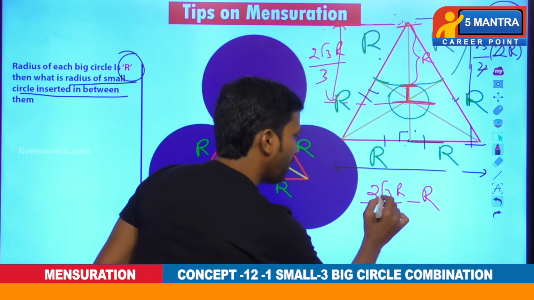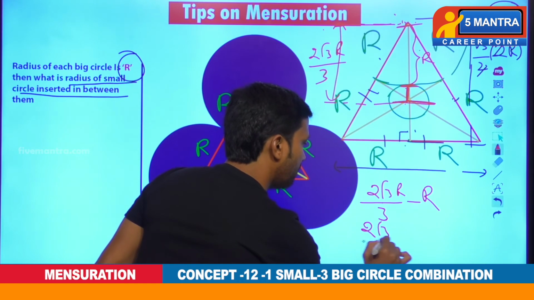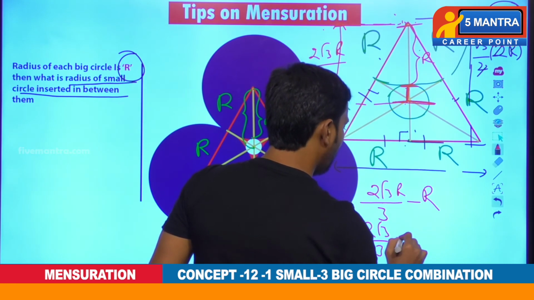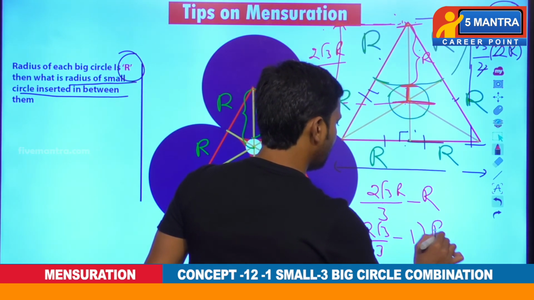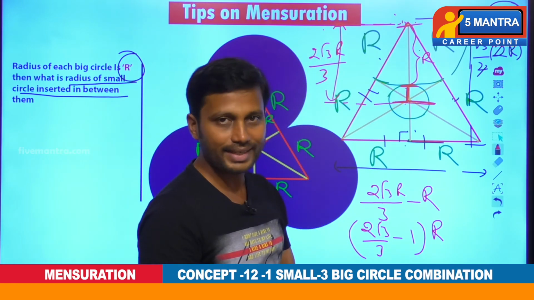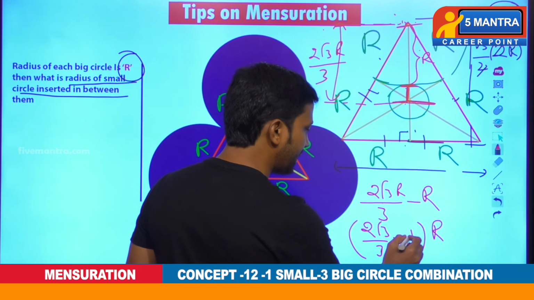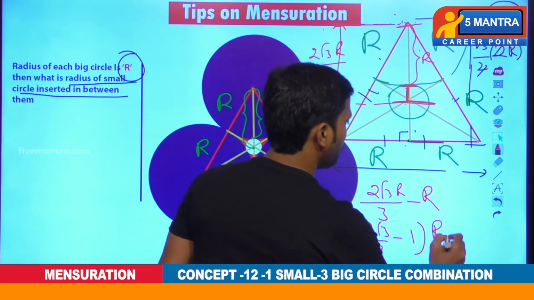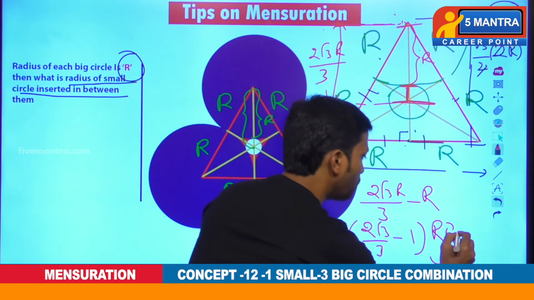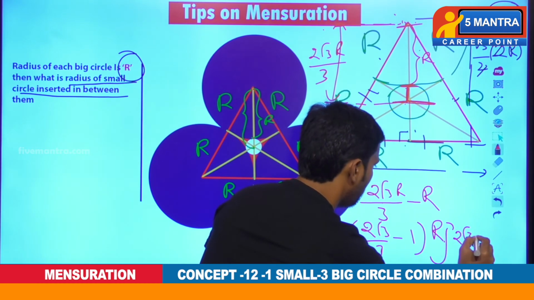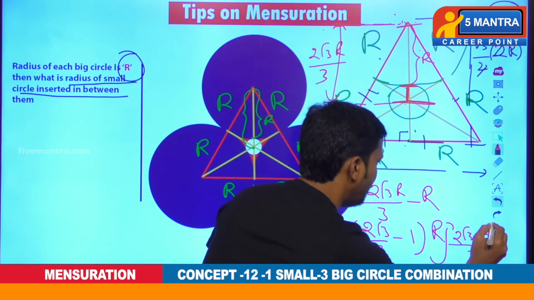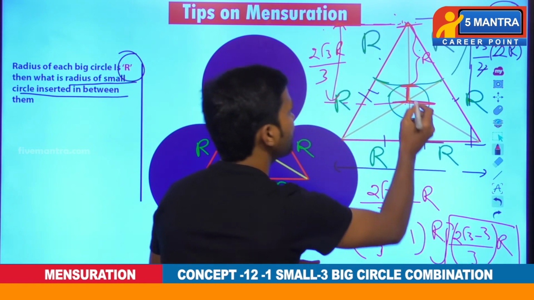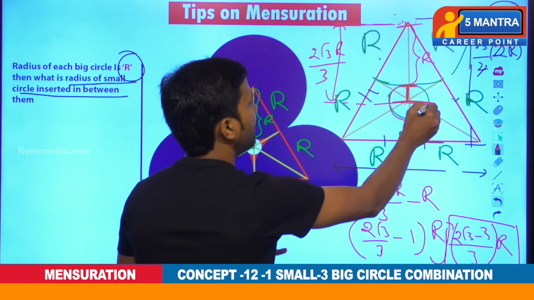So what do we get here? 2 root 3 by 3 minus R. So on taking LCM and taking common R from this, we can get this. Finally, if you want to take the LCM also, you can take LCM, this 3 goes to that side. So now I'll write here. Finally, what would be its value? 2 root 3 minus 3 by 3 into R. So this is finally the radius of this small circle drawn inside.